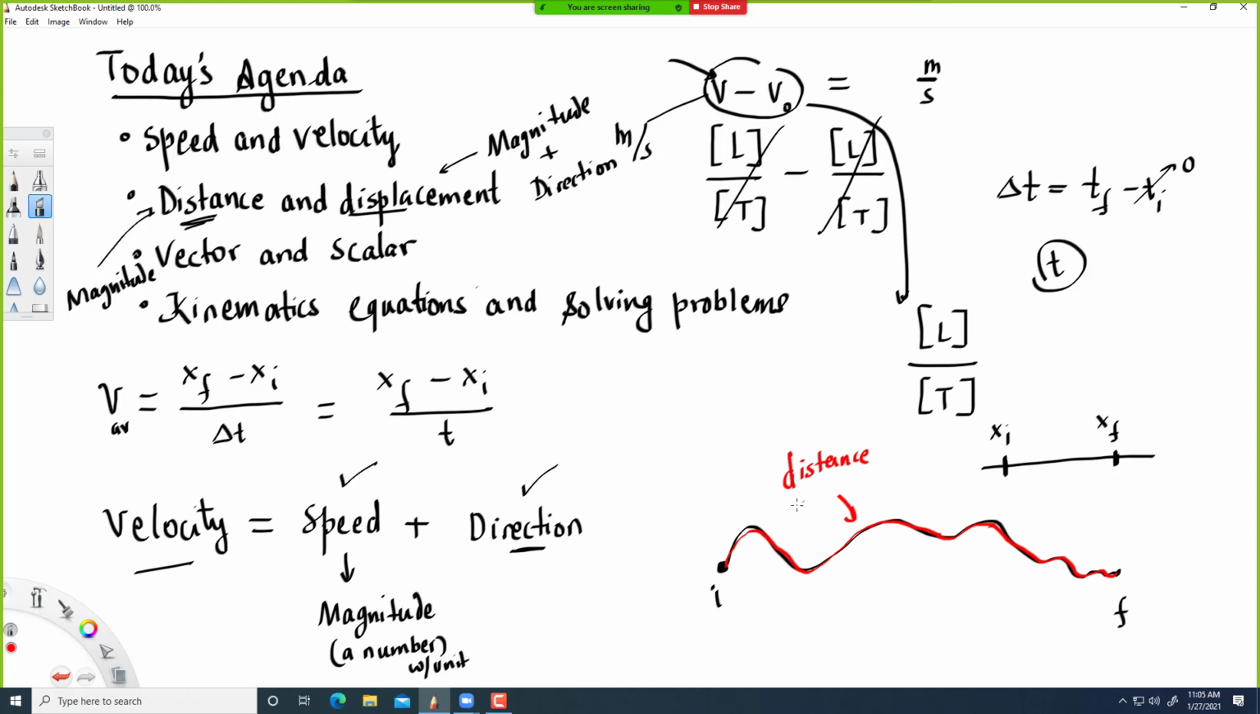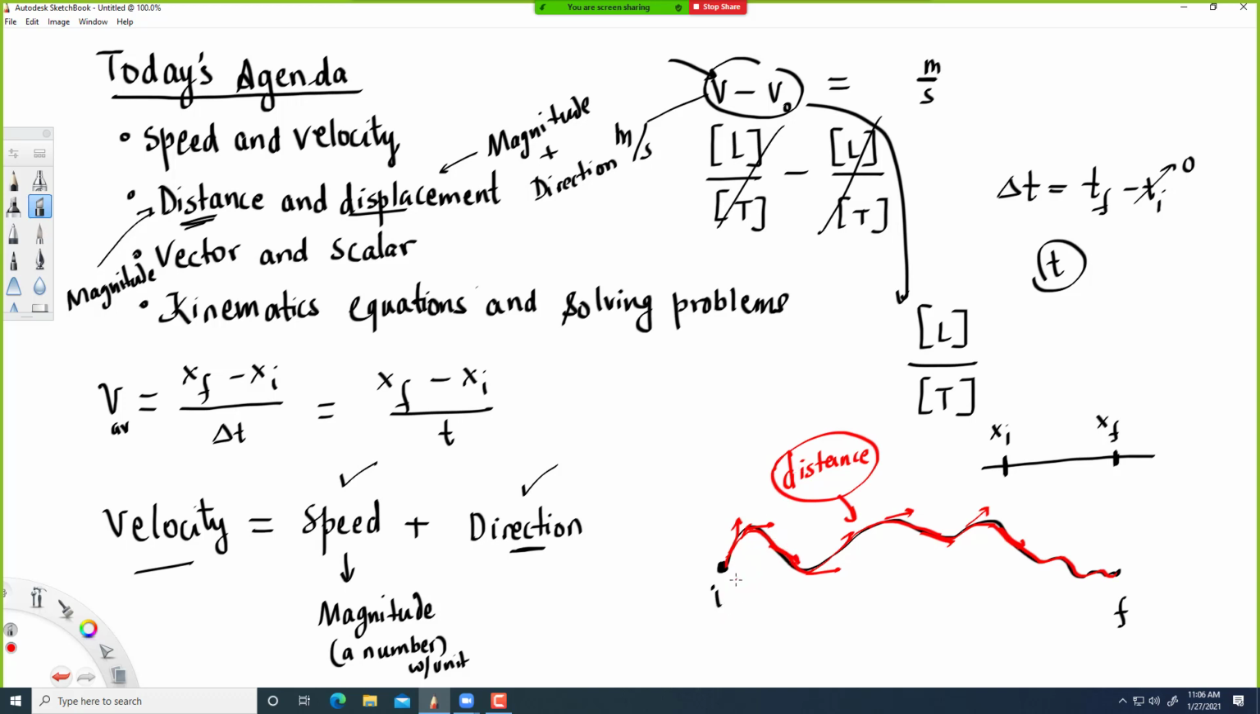And distance doesn't have any specific direction. You see that at each and every point you are changing your direction. So when you are going this way, that's your direction. When you're going this way, your direction is that way. Here it's down, here it's that way. So direction is changing all the time, no one particular direction. So that means we say distance doesn't have any direction.